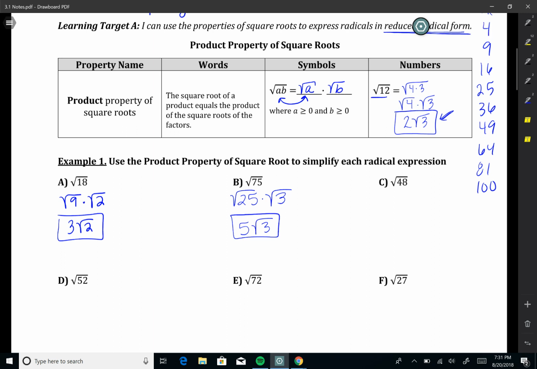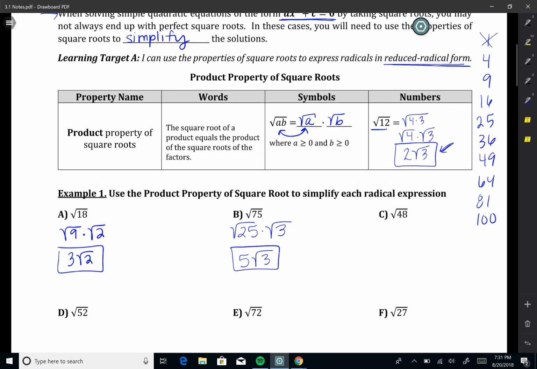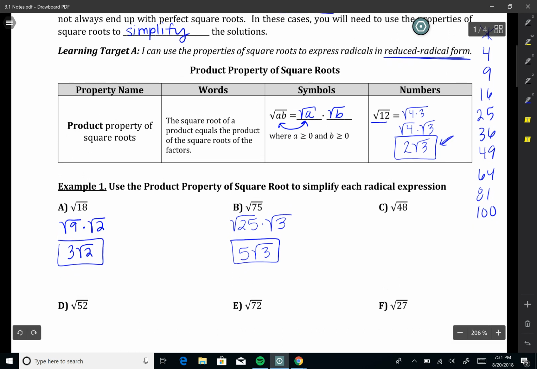All right, letter C, I go to the square root of 48. Now, as I go down my list of perfect squares, I see that 4 goes into 48. So if I start with that, I'm going to have the square root of 4 times the square root of 12. That would give me 2 times the square root of 12. But I run into something. The square root of 12 is also divisible. Well, 12 is also divisible by 4. So I could write this as 2 times the square root of 4 times the square root of 3. And I know the square root of 4 is 2. And then I just have the square root of 3. So that equals 4 times the square root of 3 because I can take that 2 times 2.